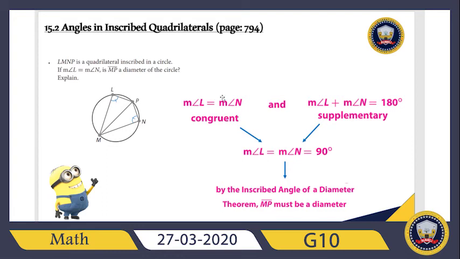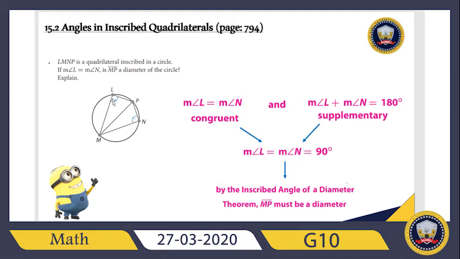Again, if you have these two conditions, two angles that are congruent and at the same time supplementary, then these angles should each measure 90 degrees. This plus this tells you that the measure of L equals the measure of N, and equals 90 degrees. Now, if my angle is 90 degrees, what does this remind you of?